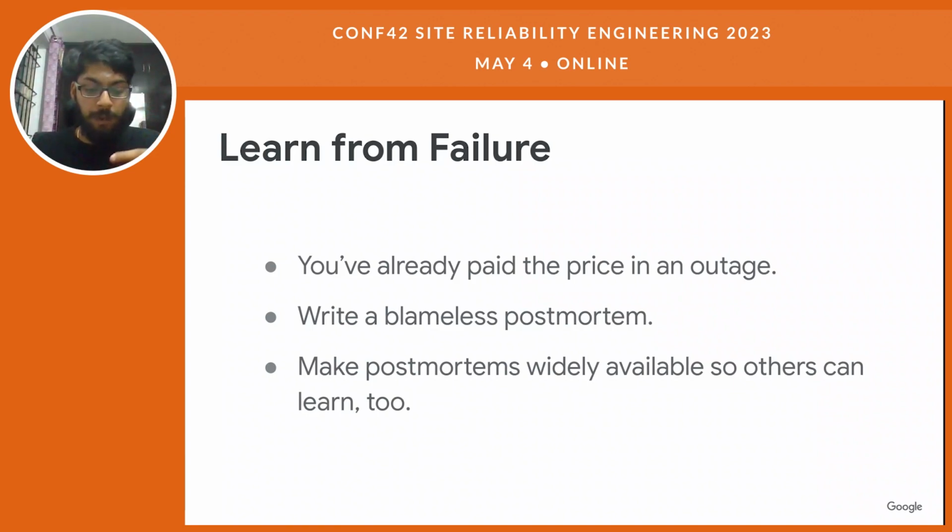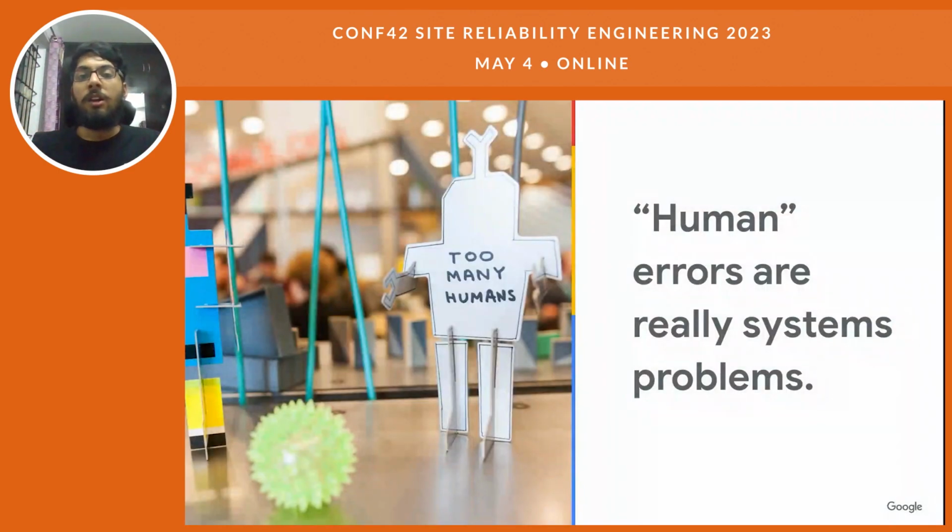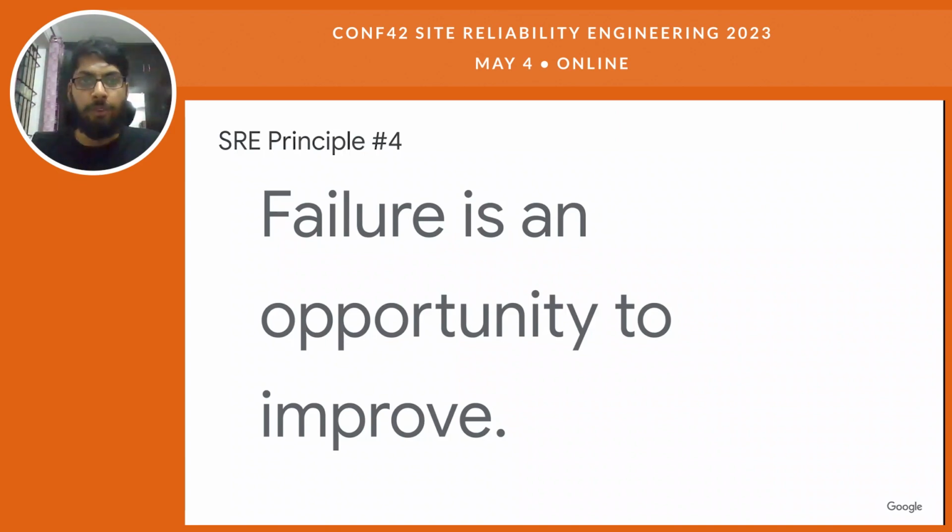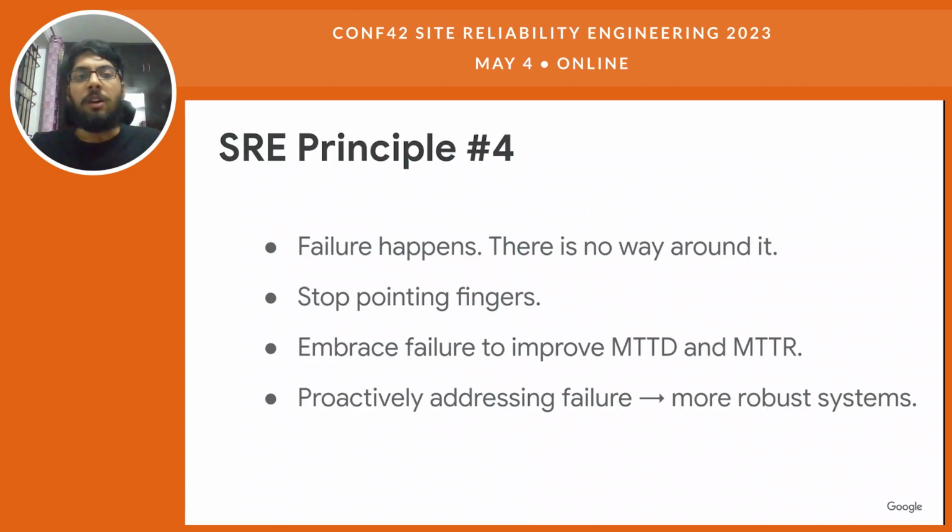Because we have already paid the price, making it blameless ensures that people put in all the thoughts as to what all went wrong and how the system should be resilient to prevent those issues from happening in the future. Because human errors are really system problems at the end, right? So failure is an opportunity to improve and not to blame. So instead of pointing fingers, we want to be able to ensure the reliability of the service and find out what went wrong and trying to ensure that gets better over time.